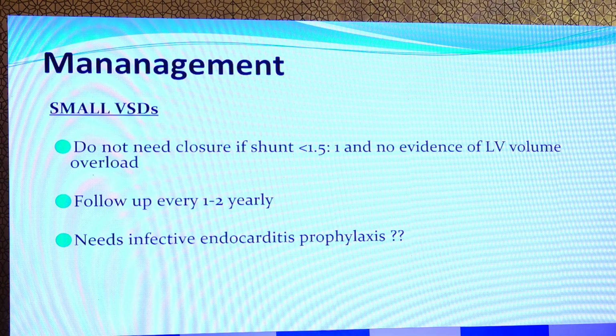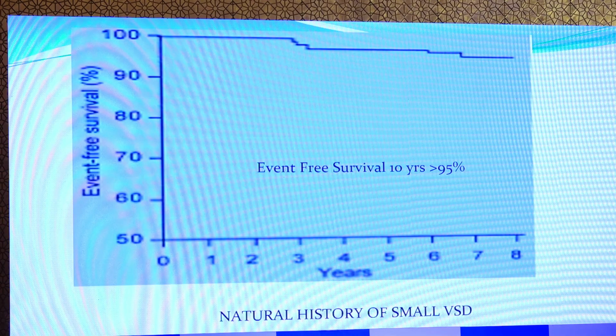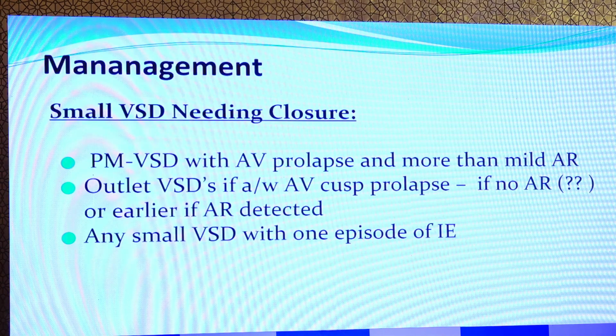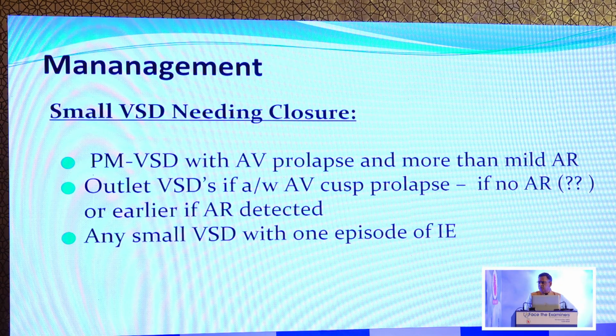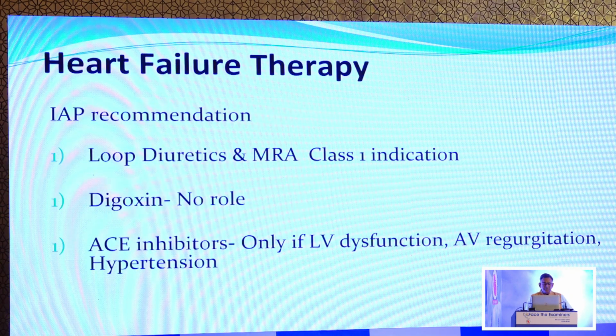In small VSDs, don't close, and follow them up yearly. Why? Because the event-free survival in small VSDs at 10 years is more than 95%. Small VSDs sometimes will need closure, probably when there is aortic valve prolapse or when there is an AR. The most common prolapsing valve is the non-coronary cusp. So if you are finding an AR, then operate. Or any VSD which has an infective endocarditis, close it down.